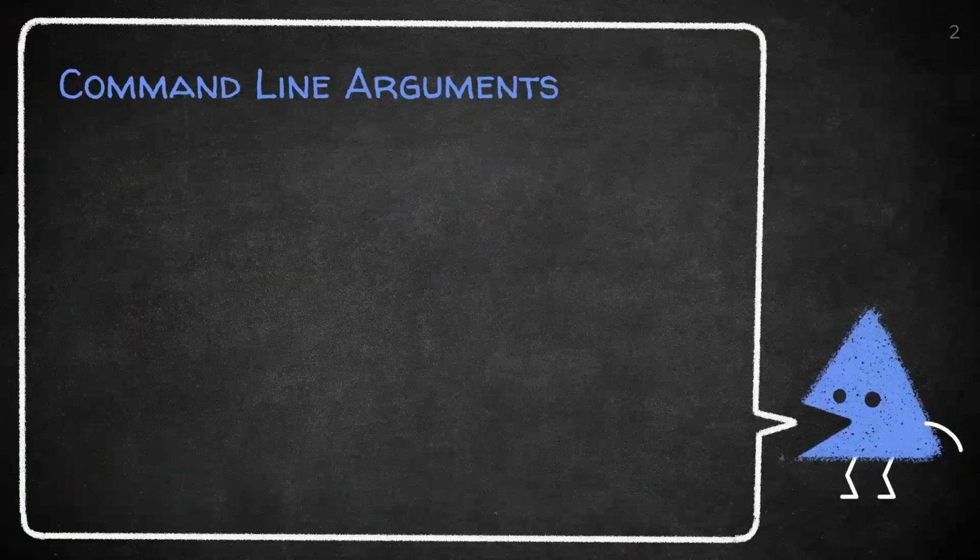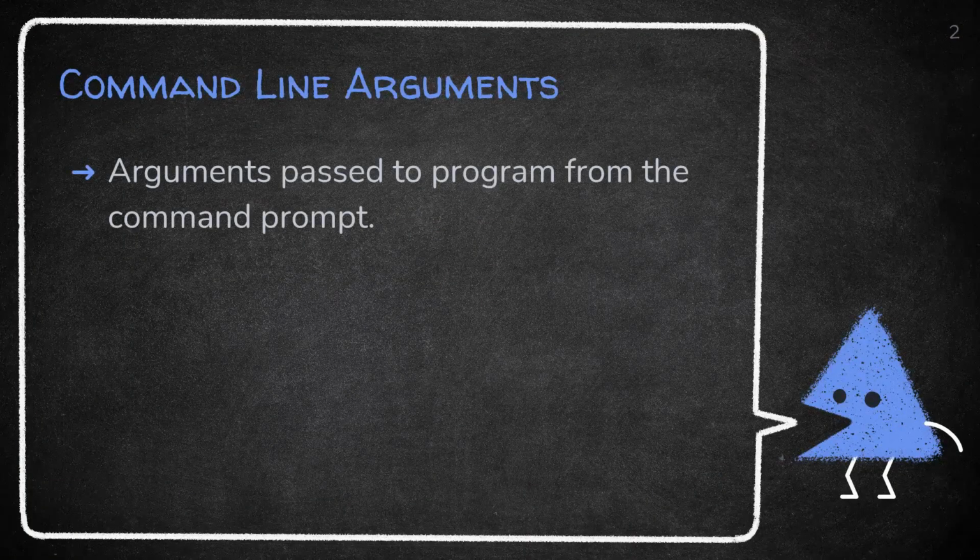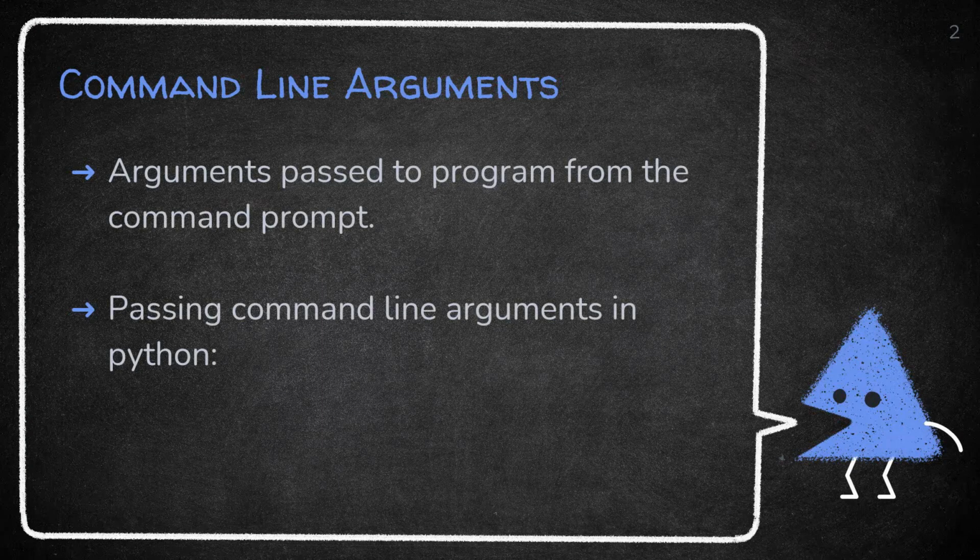First, we will see what command line arguments are. These are the arguments that are passed to the program from the command prompt while executing that program. Now I will show how to pass the arguments from the command prompt to the Python program.